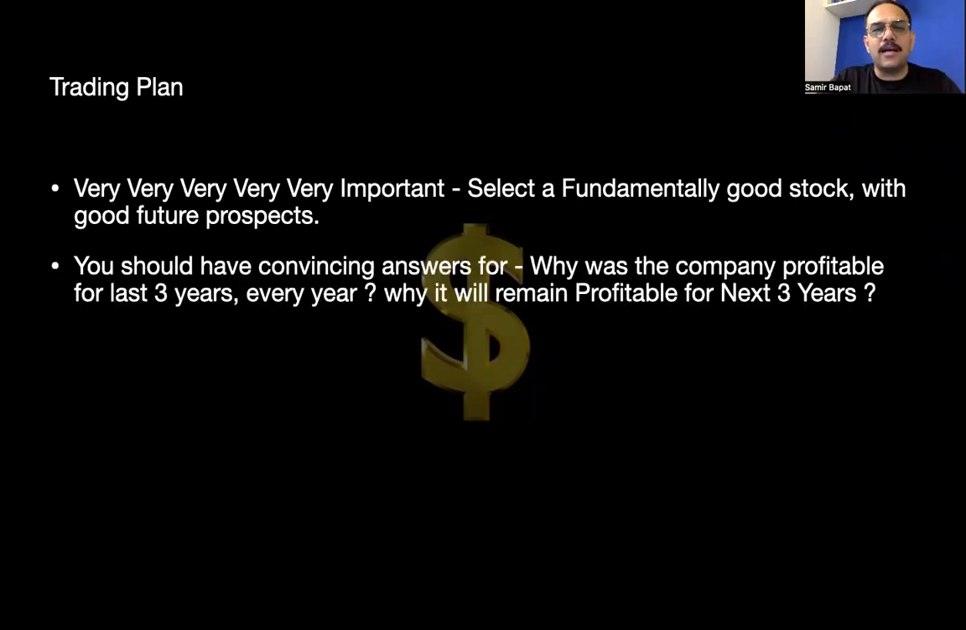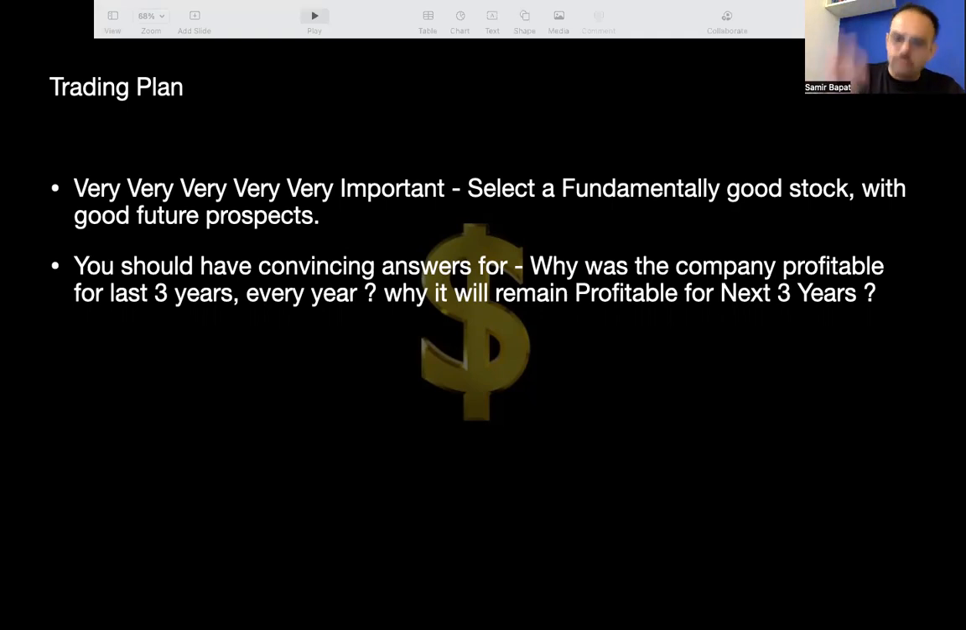Whenever you are buying a share for using this strategy on that share, you should have a convincing answer. That convincing answer should be, first, you should be knowing why this company earned profit for the last 3 years. See, you will get data. This company has been growing with a CAGR of 20%, profit 20% year over year. Good. That is data. But you should know why it made profit for the last 3 years.